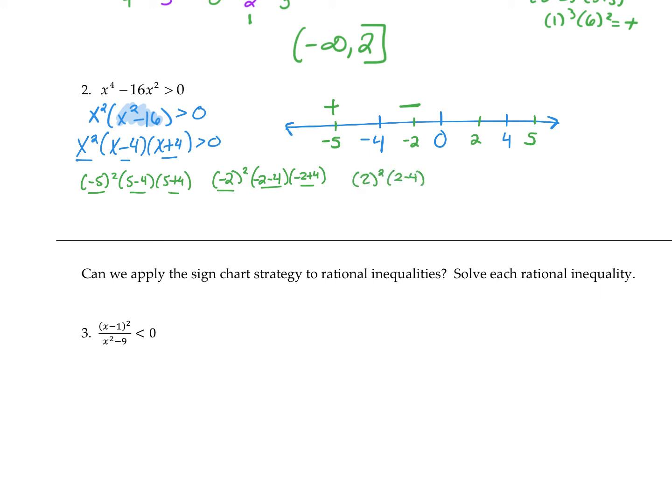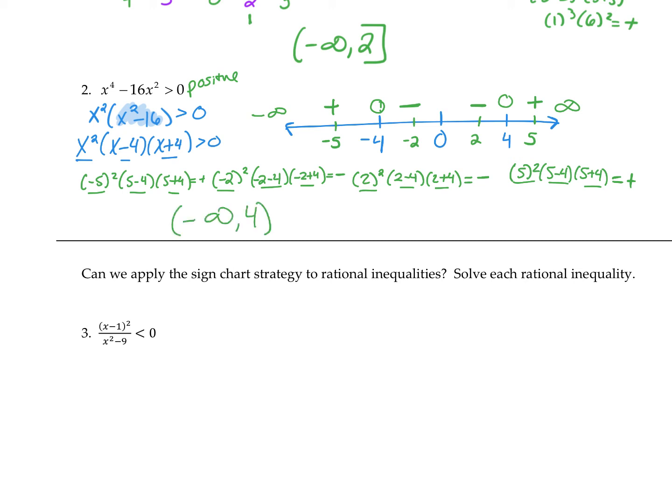Then let's test 2. Positive, negative, positive means this will come out negative. And then let's test 5. 5 squared, 5 minus 4, 5 plus 4, positive, positive, positive means a positive result. So saying, where is this greater than 0? Meaning, where is it positive? Well, it's positive from negative infinity to negative 4, and then from 4 to infinity. So my answer is negative infinity to negative 4, union 4 to infinity.